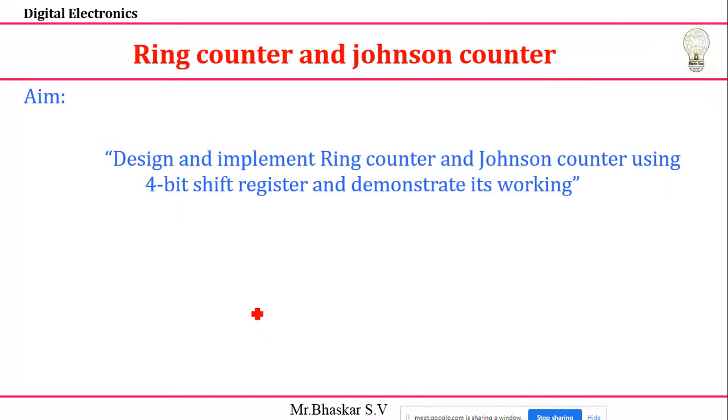What is the aim of our experiment? Just see, the aim is to design and implement ring counter and Johnson counter using a 4-bit shift register and demonstrate its working. This is the aim of our experiment. Please write down: design and implement ring counter and Johnson counter using 4-bit shift register and demonstrate its working. I want to select one 4-bit shift register IC, and with the help of that IC, I want to perform a ring counter as well as Johnson counter. That is my intention. Clear?